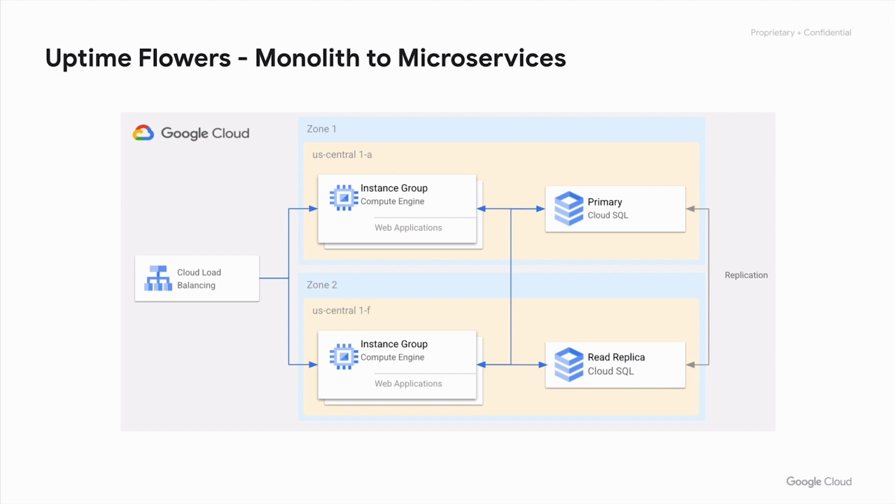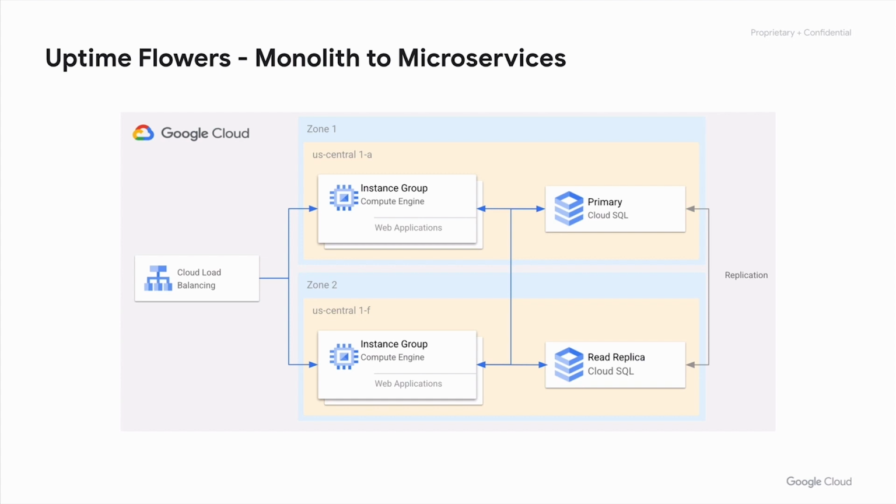This is Uptime Flowers' current architecture. Its auto-scaling managed instance groups all receive user traffic through cloud load balancing, which would be an HTTPS global load balancer. And they scale up or down depending on that traffic. They perform all the business logic with multiple internal software components that we'll describe in more detail later. All relevant state and data are stored in a Cloud SQL Postgres database. And there's a read replica to offload read requests that can be promoted to a primary during failures or maintenance of the current primary.